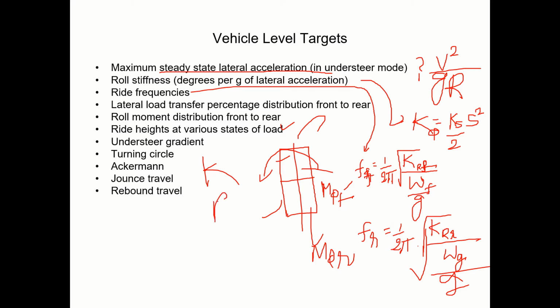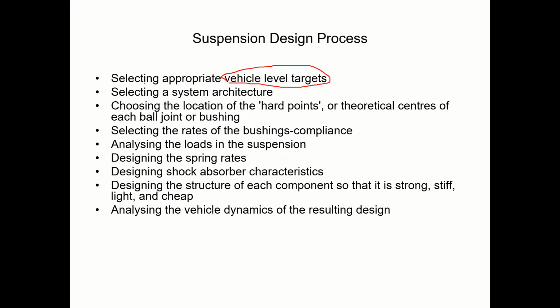Understeer gradient K. Turning radius R. Ackermann, that's fine. Jounce travel, how many millimeters or centimeters? Rebound travel. This is what appropriate vehicle level targets are.